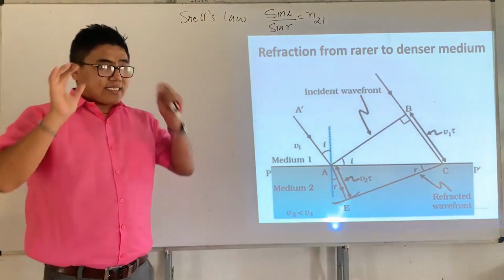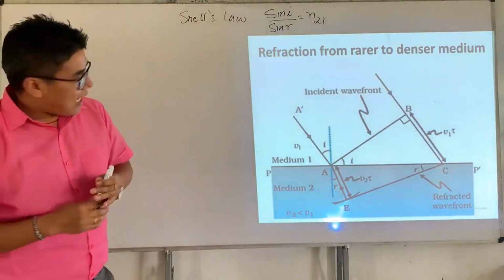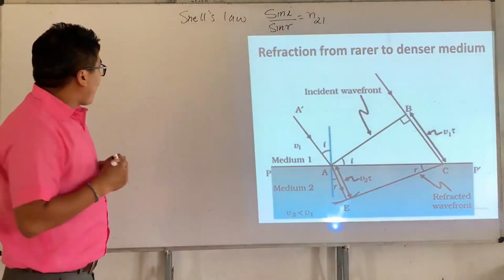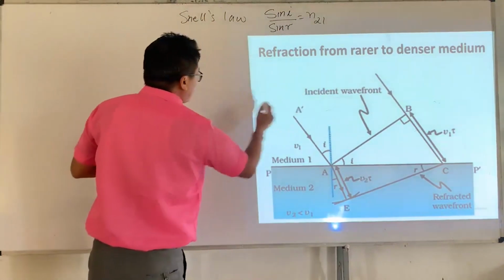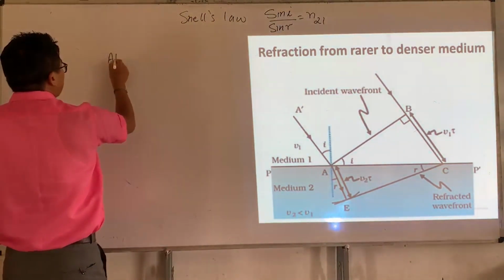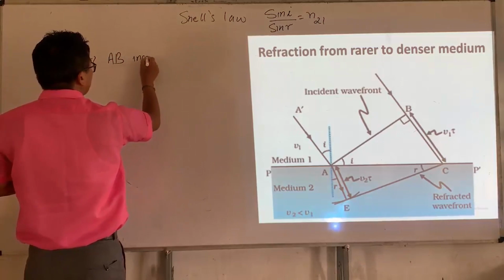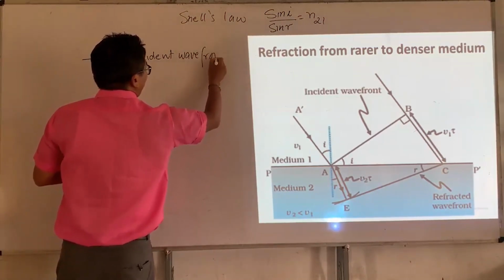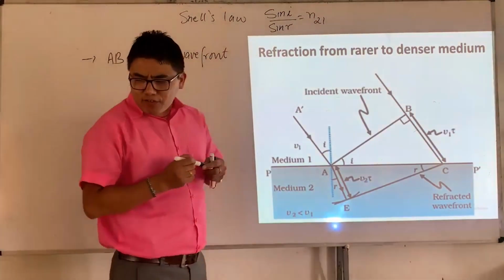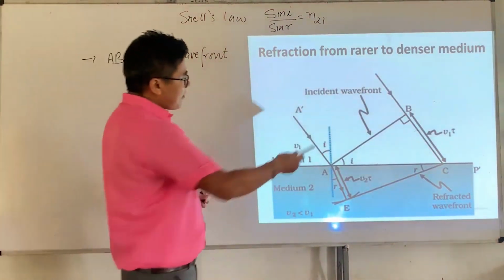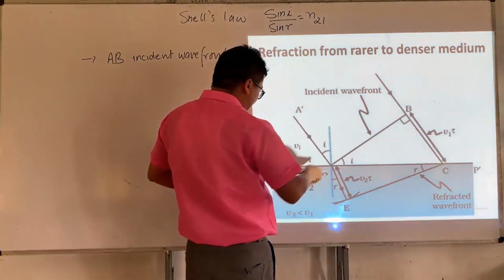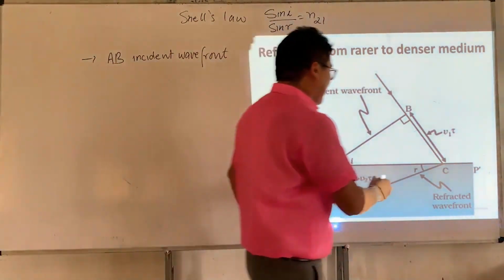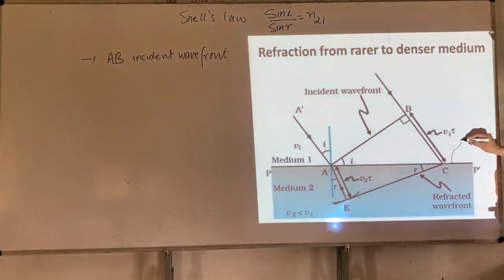Alright, let's start. I say AB is an incident wavefront, and this is a plane wave. It is something like this. And PP prime is an interface surface.